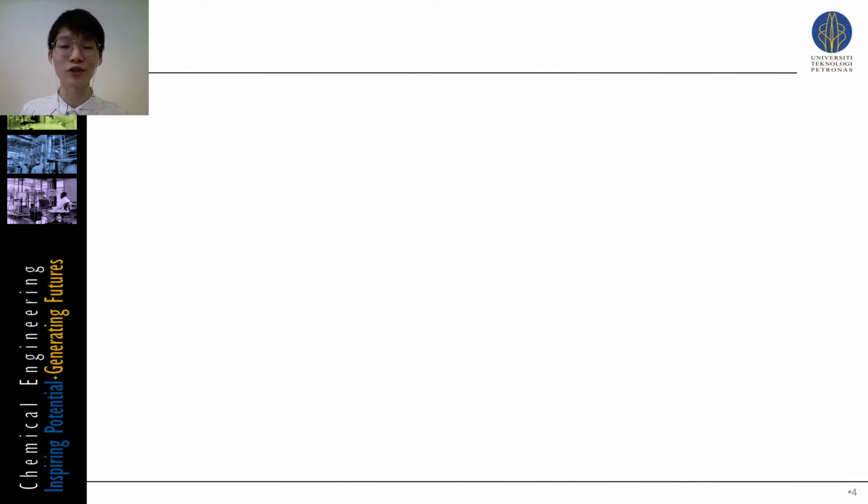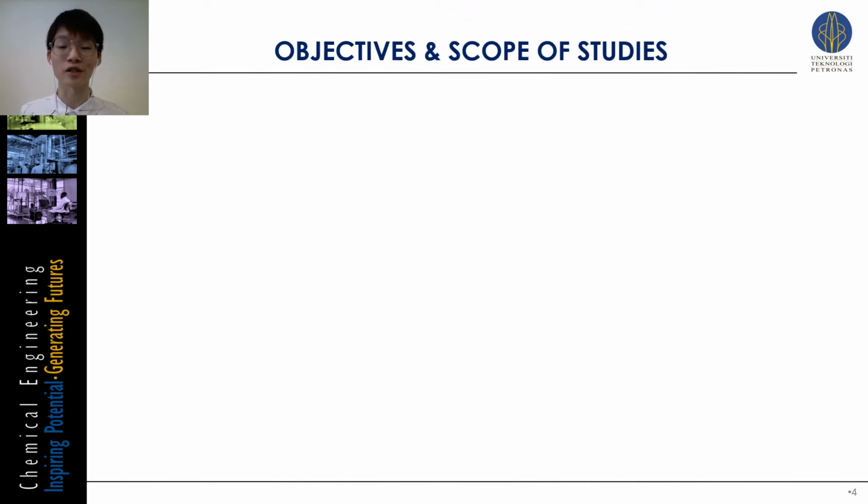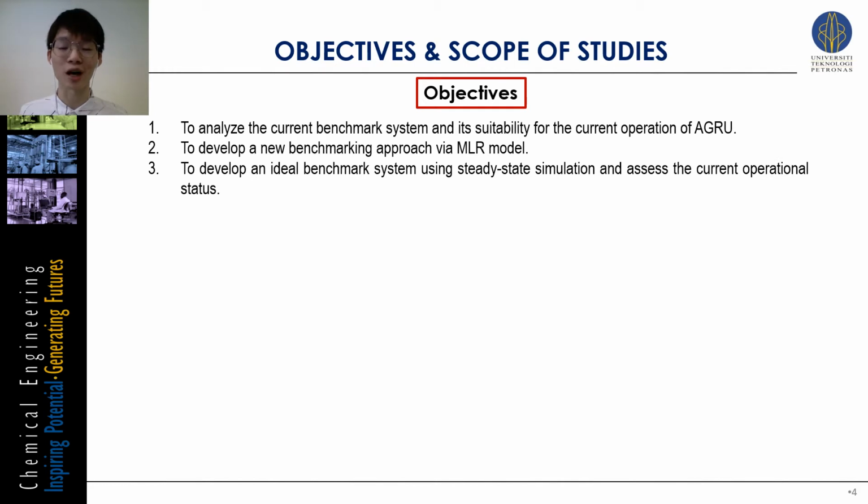Now, let us look into the objectives and the scope of studies of this project. We have three main objectives. Firstly, we analyze the current benchmarking system and determine if it is suitable for the current operation of AGRU. Following that is the development of a new benchmarking approach via MLR models. Next, I will build an ideal benchmarking system using steady-state simulation via the software called ICON and assess the current operation status.